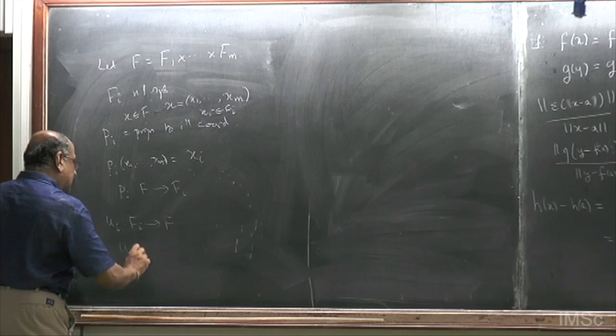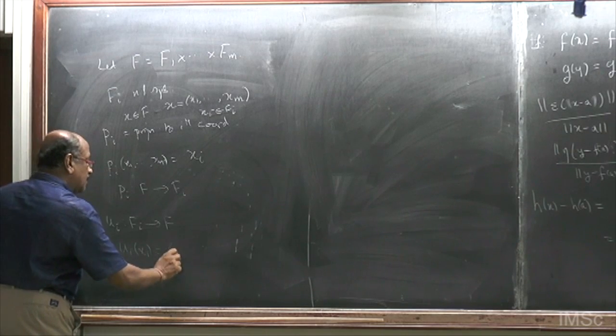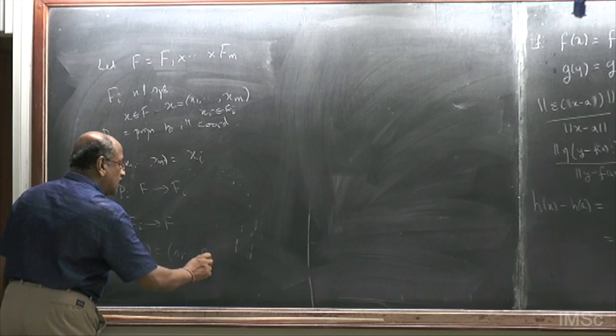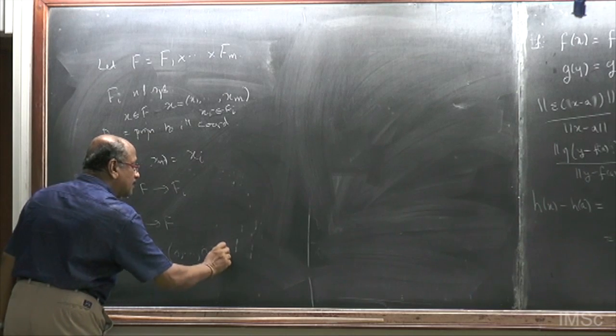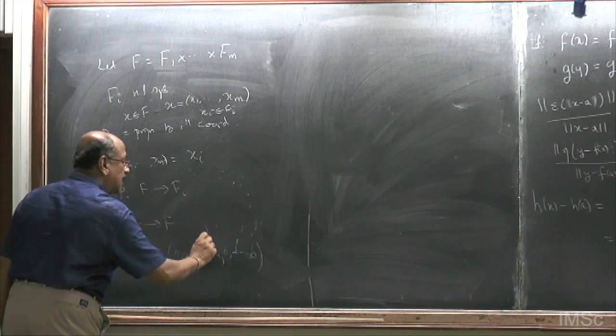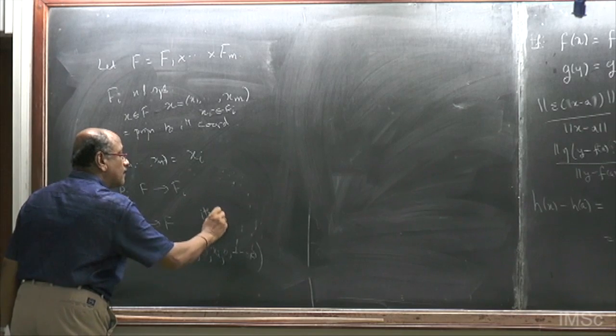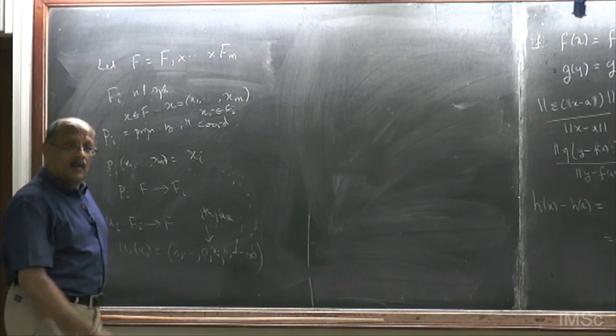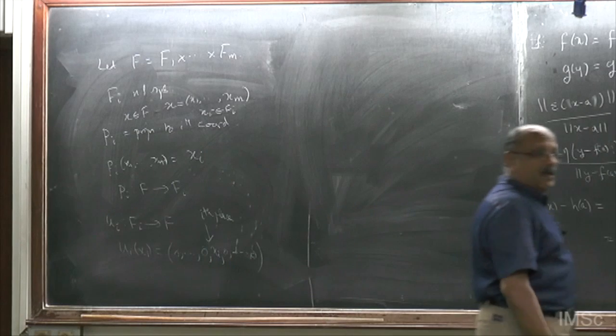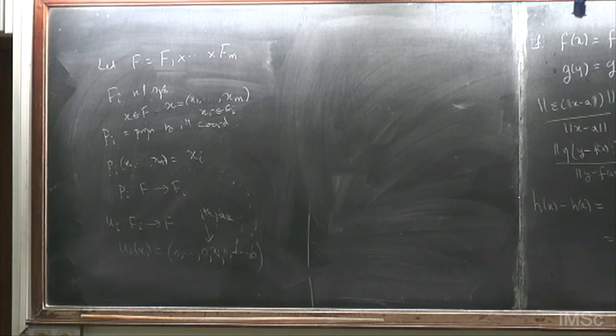Similarly, I am going to define ui as a mapping from Fi to F. What is ui of xi? It is (0, ..., 0, xi, 0, ..., 0). So, this is the ith place. So, given xi in the ith coordinate space, I produce a vector which is 0 everywhere else except at the ith place, where it is xi.